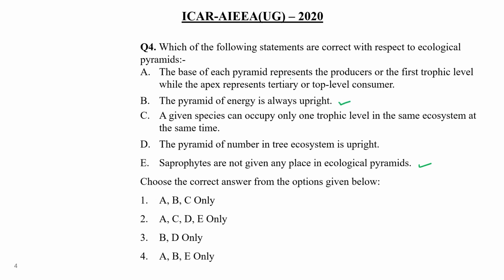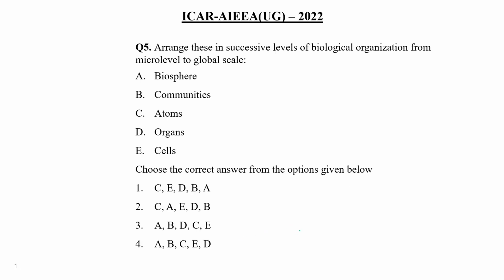And the base of each pyramid represents the producer or first trophic level, while the apex represents the tertiary or top level. So according to me, A, B and E statements are true, while the remaining 2 are wrong statements. So A, B and E. Okay, so choice number 4 would be the correct answer. Clear? Now, question number 5.